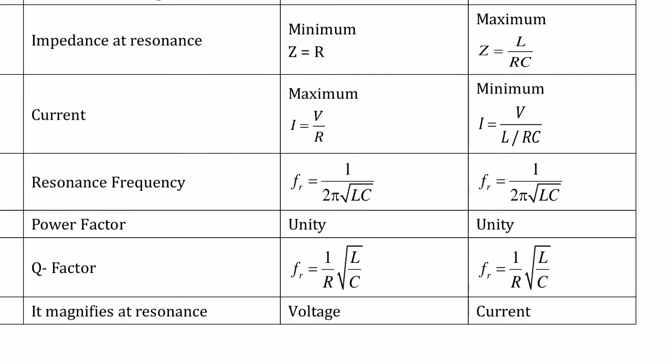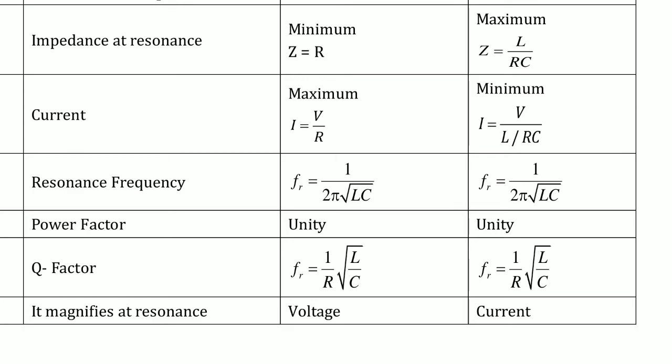Quality factor in series and parallel circuit is the same. Q is equal to 1 by R under root of L by C in series circuit, and in the same manner in the parallel circuit. So when we know the R, L, C element values, we can get the Q factor directly. That means how many times it magnifies.